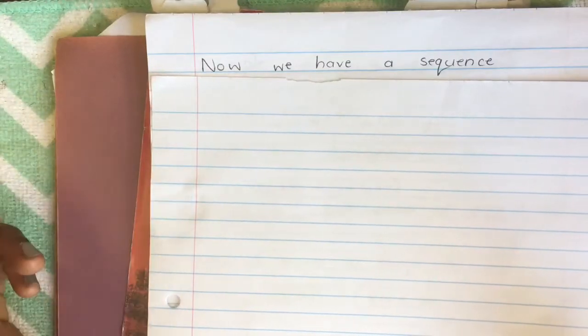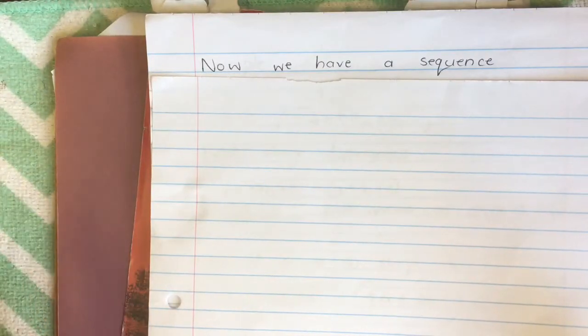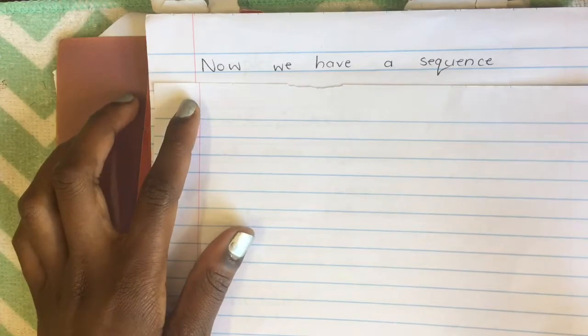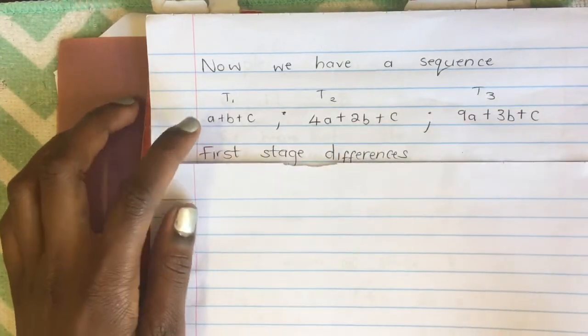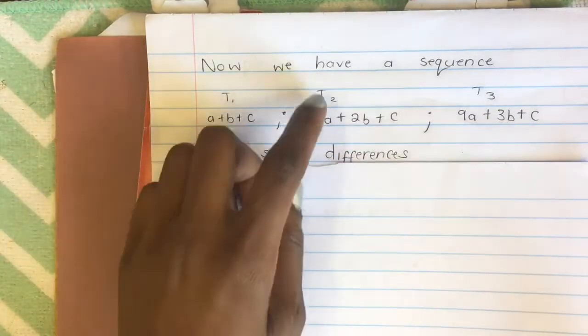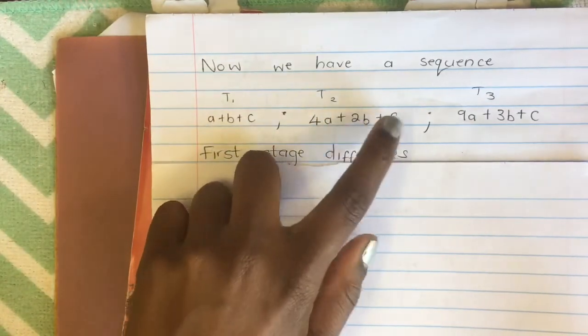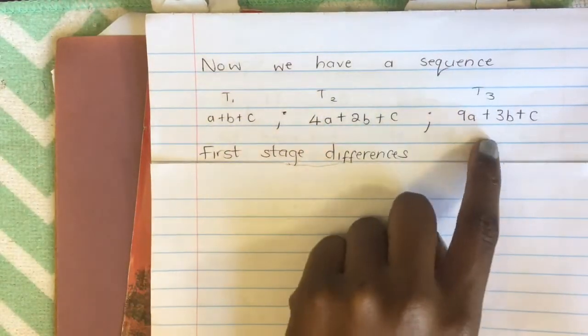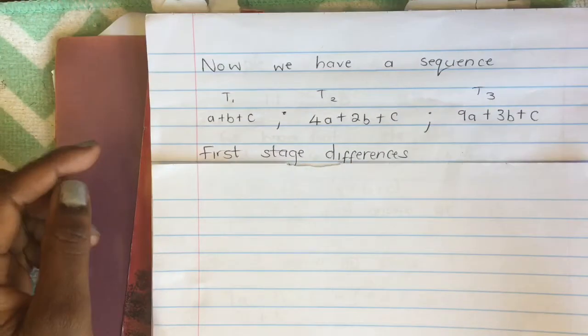Now, from whatever we've been calculating above according to locations, we have found a sequence where T1 becomes a plus b plus c, T2 becomes 4a plus 2b plus c, and T3 is 9a plus 3b plus c.